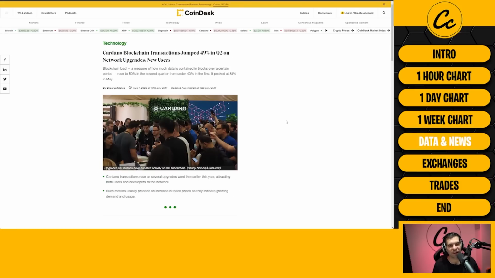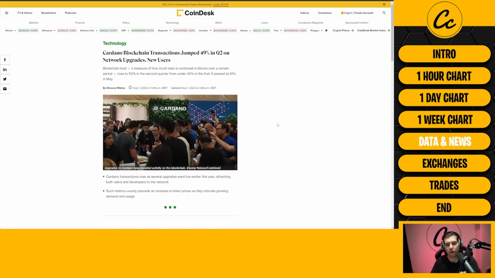The Cardano blockchain transactions jumped 49% in Q2 on the network upgrades and new users. Cardano transactions rose as several upgrades went live earlier in the year, attracting both users and developers to the network. I think there's like 1,200 dApps in production on the Cardano ecosystem. Again, it's going to compound the amount of ADA that gets locked up in total value locked, but also compound the demand that comes in as well. Like I say, the future growth on ADA is going to be absolutely explosive, in my opinion.